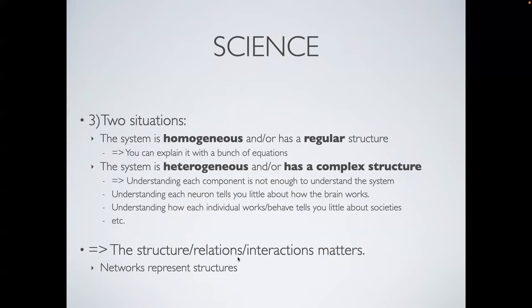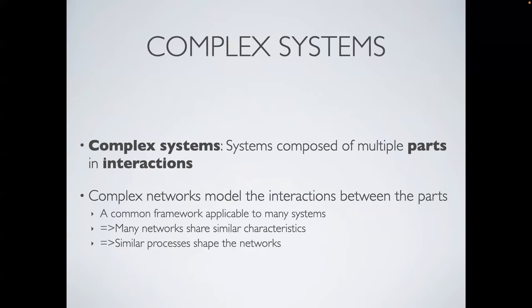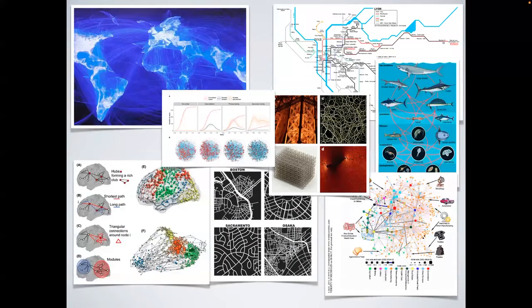And that's where network science is needed, because networks are used to represent this organization, this structure of the system. That's really what we will use networks for: to understand how things work inside a system. So a complex system is composed of multiple parts in interaction, and we model the interaction between the parts. That's what I said. So here you have some examples of networks.